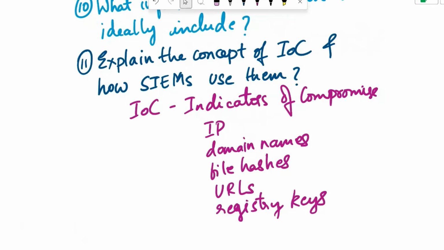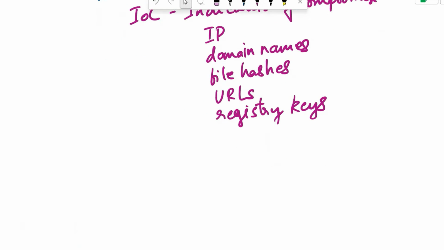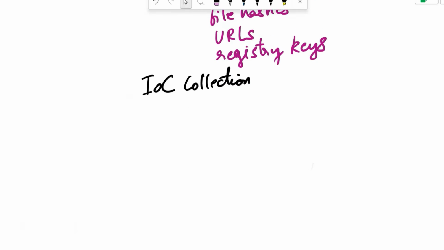SIM systems play a crucial role in leveraging IOCs to enhance threat detection and incident response. Now let's see how SIM uses IOCs. First one is IOC collection. SIMs can collect IOCs from various sources, including threat intelligence feeds, security research reports, vendor specific threat databases, open source intelligence, and historical incident data. These IOCs are continuously updated to ensure accurate and up to date threat detection.